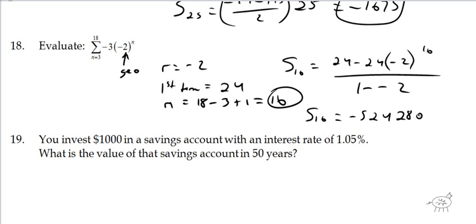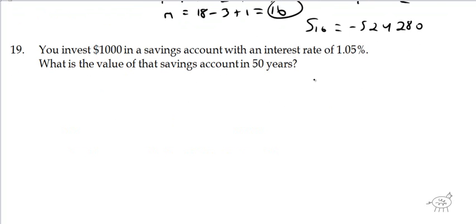Okay? Number 19, you invest $10,000. So now remember, you're using A sub n equals A sub 1 R to the n, not to the n minus 1, because we're talking about money. So you invest $1,000 in a savings account with an interest rate of 1.05%. Now be careful about that. Be careful. What is the value of the savings account in 50 years?